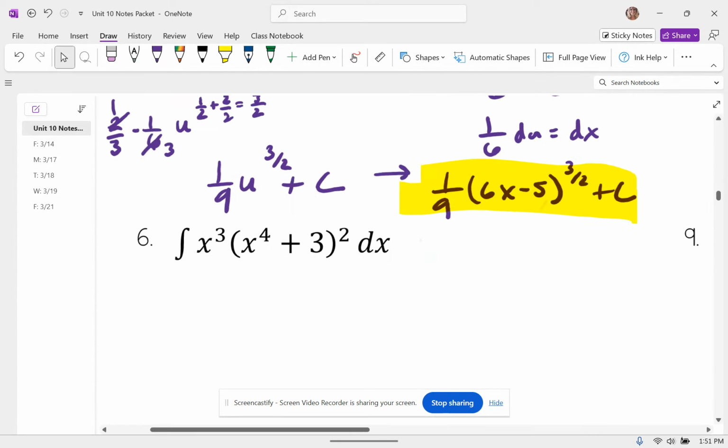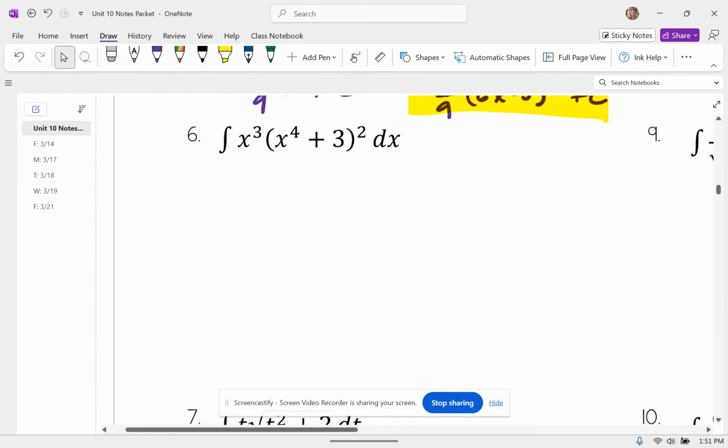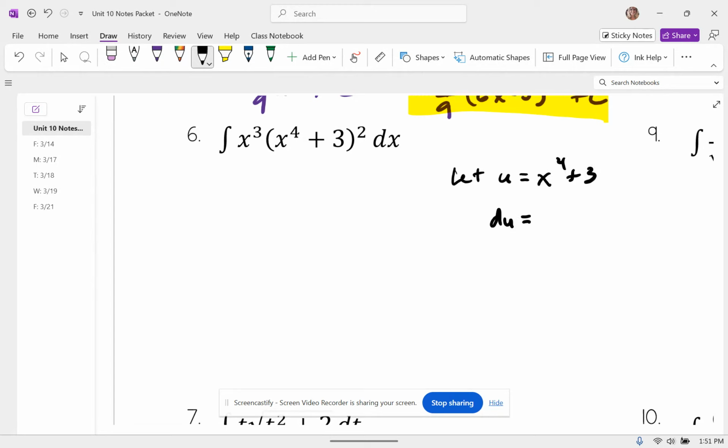Mackenzie for the win. Ooh, this is a little tricky, maybe. Who's u in this one? What is the derivative? 4x cubed dx. Okay, so let's take a look at this. Sammy, in the original integral, do you see a constant of 4? No. Therefore, you must divide. There you go. Good job, Sammy.